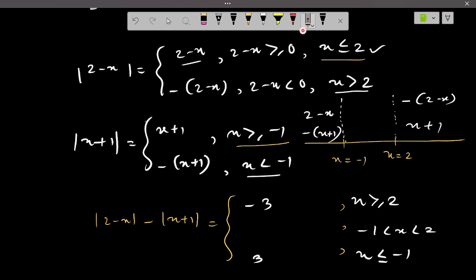Greater than minus 1. Everyone look at here. Greater than minus 1, what we are having? We are having x plus 1. So this is our greater than minus 1. So we will get x plus 1 from here. And greater than minus 1 but lesser than 2. Try to understand everyone. So this condition will be correct or this one condition will be correct. That we need to figure out.